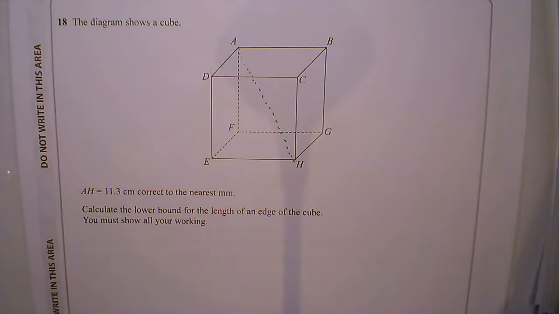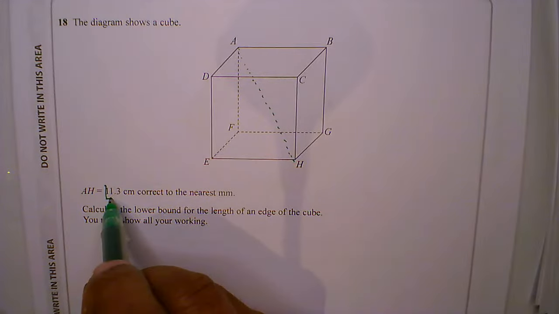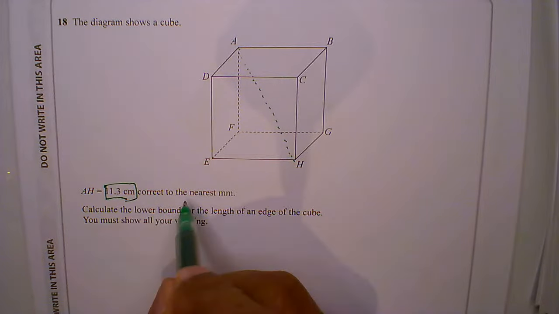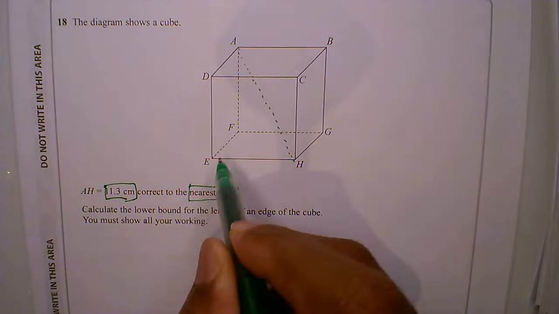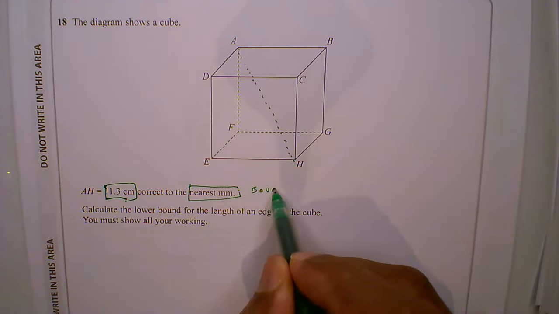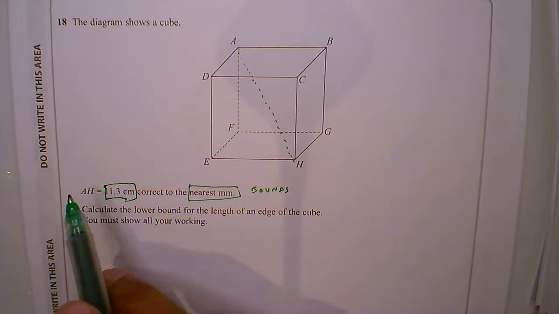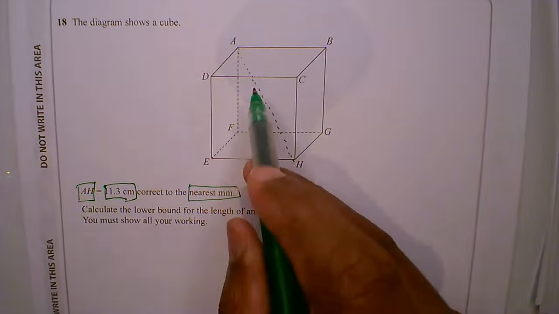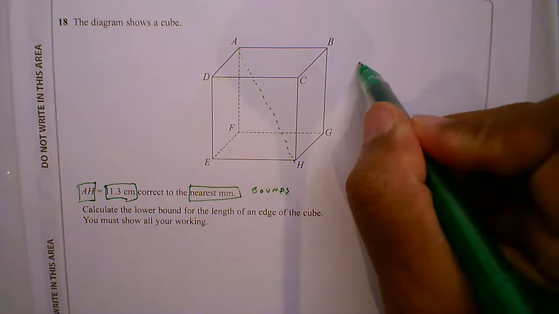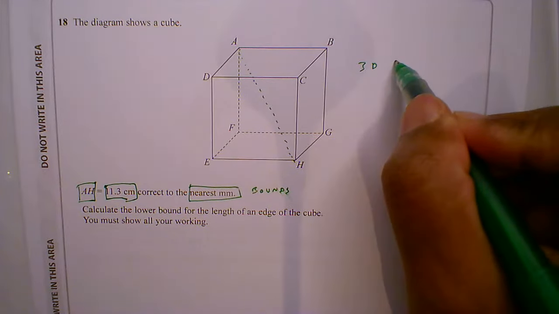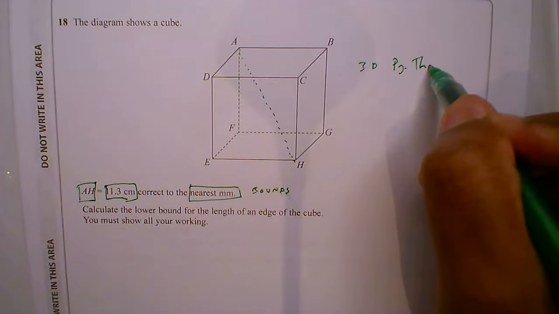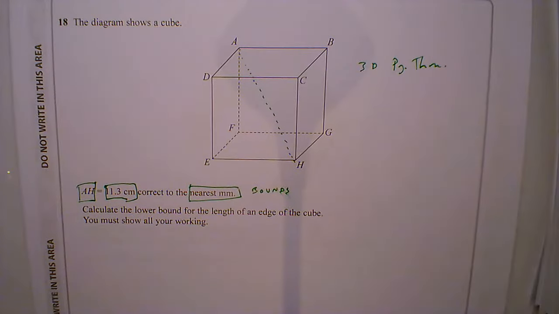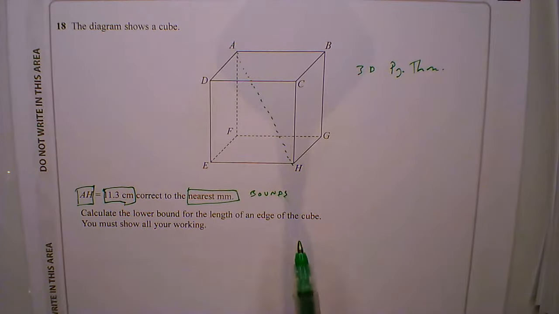So we've got a few things going on in this question. AH is 11.3 to the nearest millimetre. This tells me its bounds. AH also tells me it's 3D trigonometry, 3D Pythagoras' theorem. Okay, so I think this could come up, even though bounds came up, but because it's a problem-solving type of question, I think we should do it. So how do we do this?